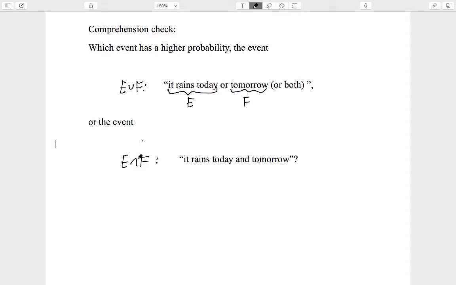But certainly the intersection cannot have a higher probability than the union, because the union, in general, includes more outcomes. It has more opportunities to occur. This is why the notation for union, this symbol, is suggestive. Think of it as a cup that contains many outcomes. By contrast, the intersection includes fewer outcomes. In order for the intersection to occur, it would have to rain on both days. So there are fewer opportunities for E intersect F to occur than there are for E union F.